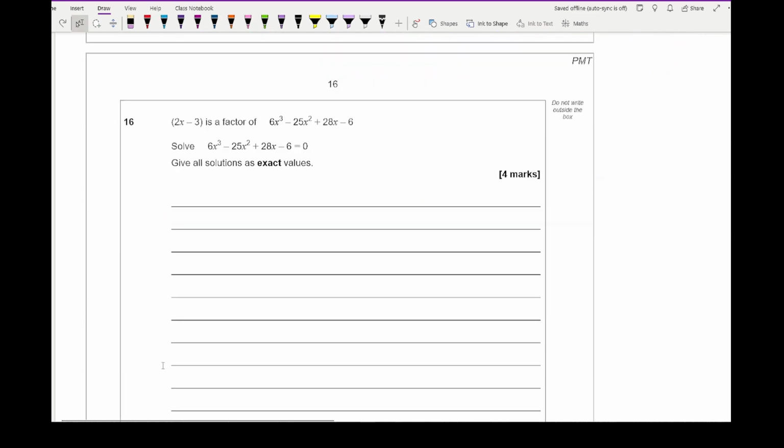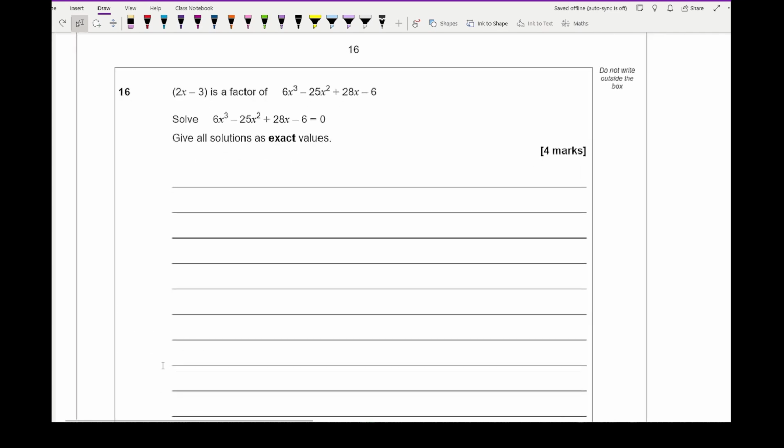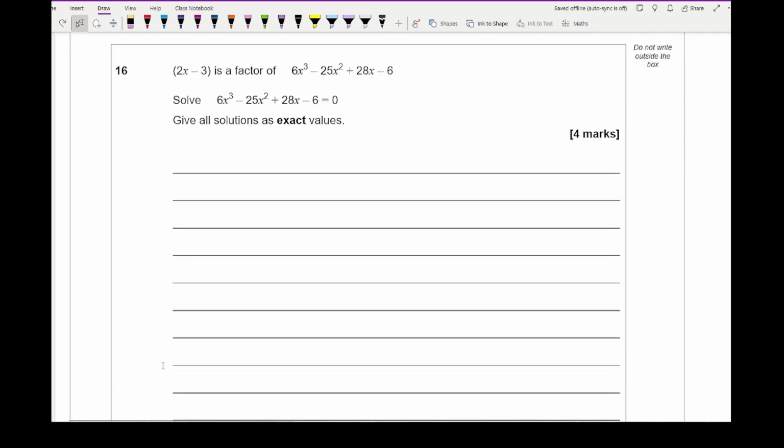Moving on to question 16, let's just zoom in so we can see it a bit clearer on the screen. Question 16 says 2x minus 3 is a factor of 6x cubed minus 25x squared plus 28x minus 6. Solve 6x cubed minus 25x squared plus 28x minus 6 equals 0. Give all solutions as exact values.